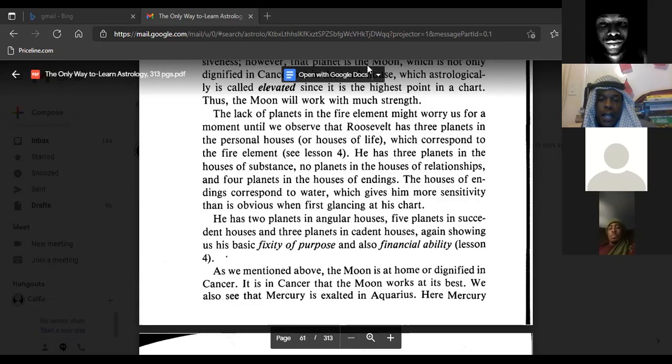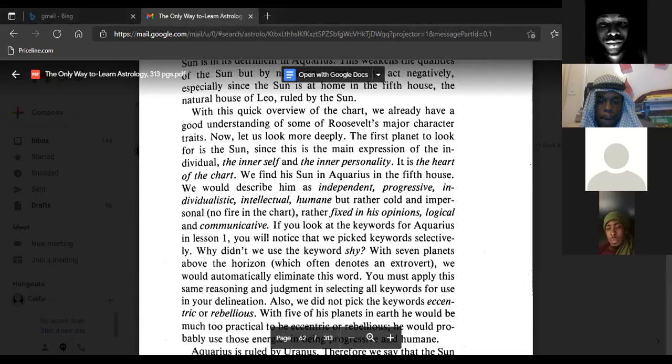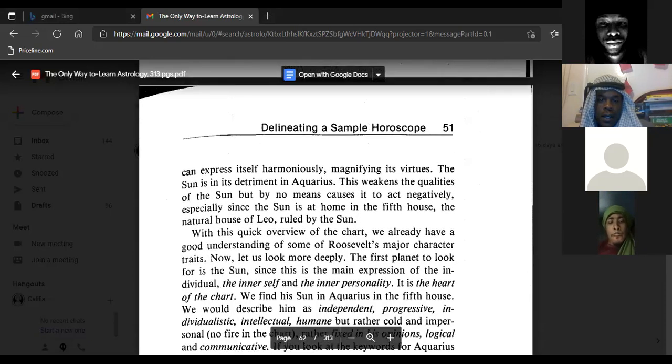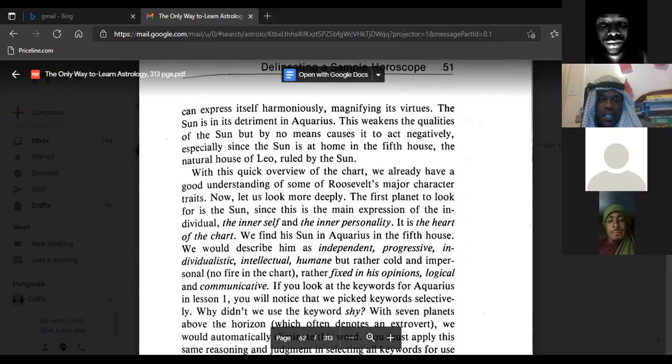See lesson 4. As we mentioned above, the moon is at home or dignified in Cancer. It is in Cancer that the moon works at its best. We also see that Mercury is exalted in Aquarius. Here, Mercury can express itself harmoniously, magnifying its virtues. The sun is in its detriment in Aquarius. This weakens the qualities of the sun, but by no means causes it to act negatively, especially since the sun is at home in the 5th house, the natural house of Leo, ruled by the sun.